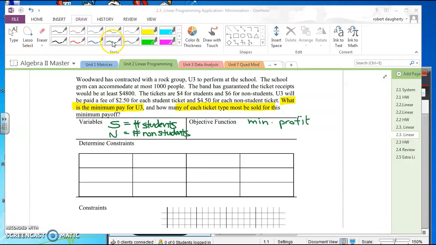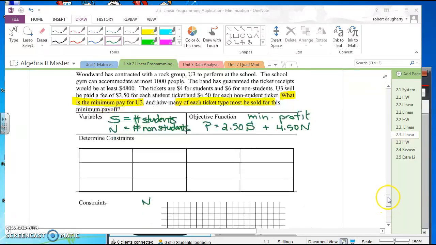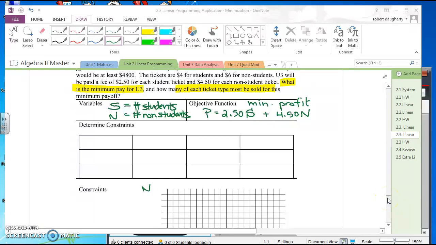And so that minimum profit, we're told that they would receive $250, so 250 times S for every student ticket plus 450 for every non-student. Okay, so students, non-students, go to my graph. This is the number of students, and this would be non-students on the vertical axis. So students and non-students, and now I just need to fill in what are my constraints.